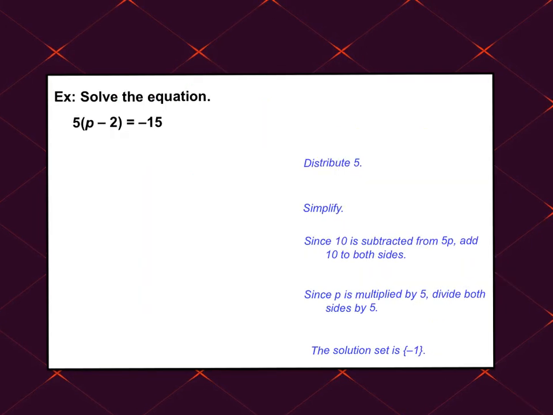Here's our last example for this video. We are going to go ahead and solve this equation. I reminded you last time that if you have parentheses, you need to distribute the number or variable first. So we have a 5 on the outside of parentheses. We're going to distribute that first. And we'll get 5p minus 10 equals negative 15. Then we'll add 10 to both sides.